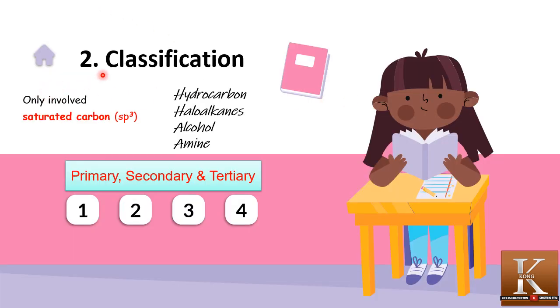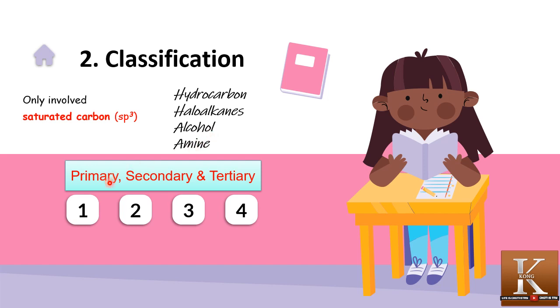So the second part is about classification. Always remember classification only involves saturated carbon, sp3, meaning tetrahedral, 4 single bonds. So we are going to classify the compounds: hydrocarbon, haloalkane, alcohol, and amine. Actually, it's very important for us to identify the class of the compound correctly, because different classes of compounds have different chemical tests, different reactivity, different boiling or melting points, and so on.